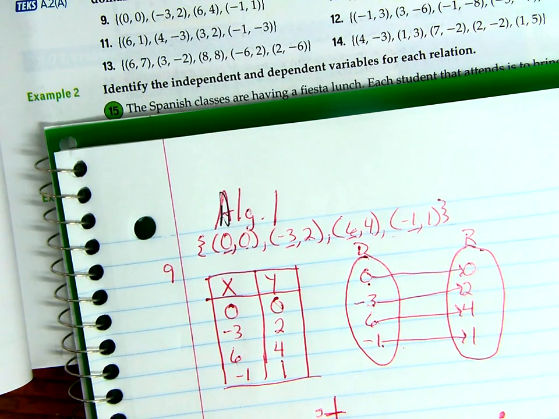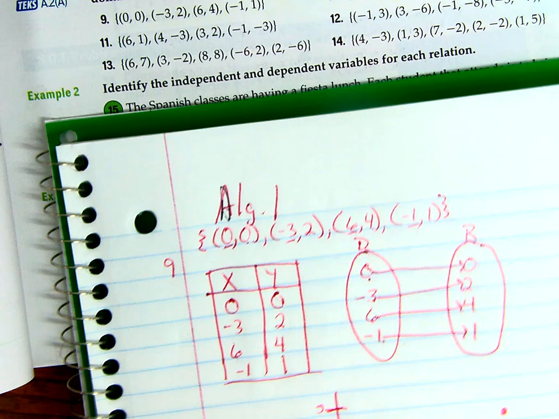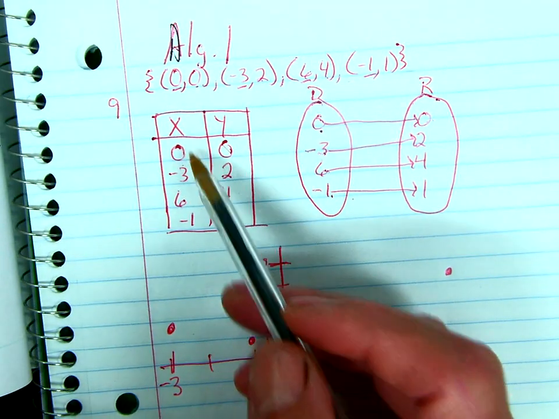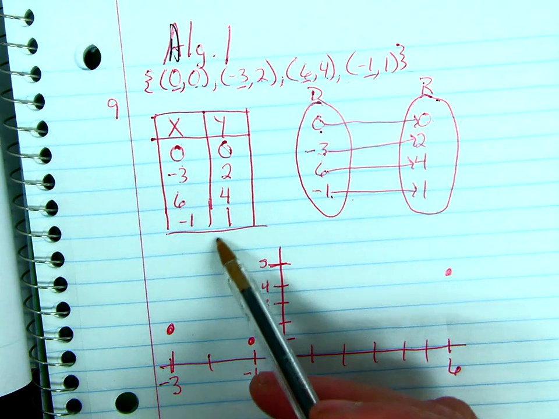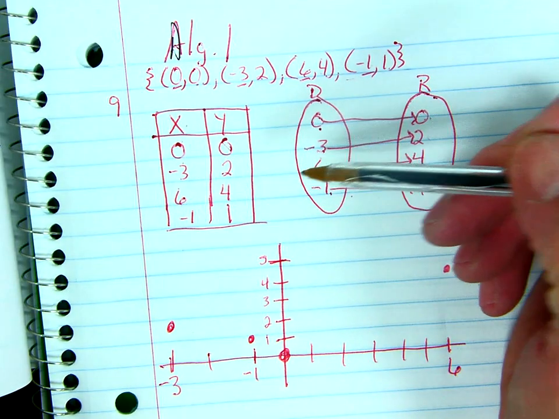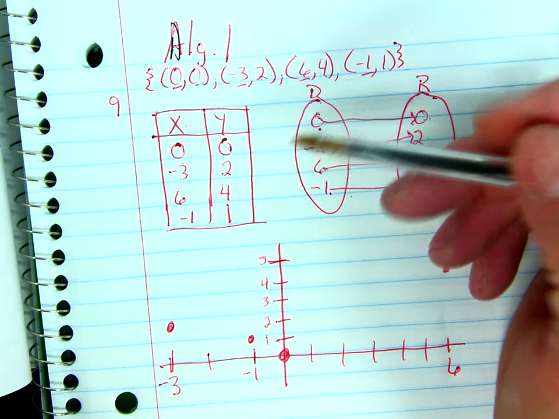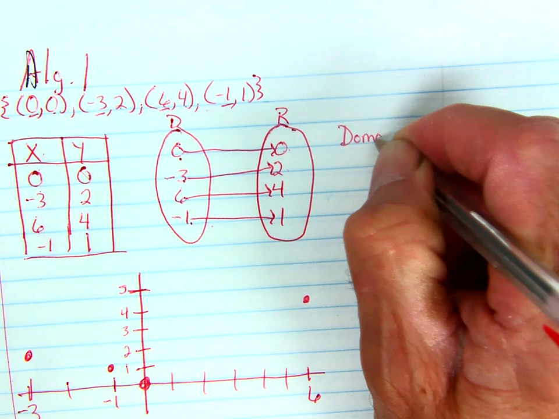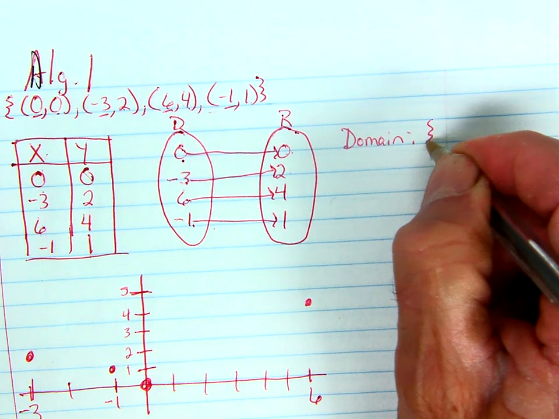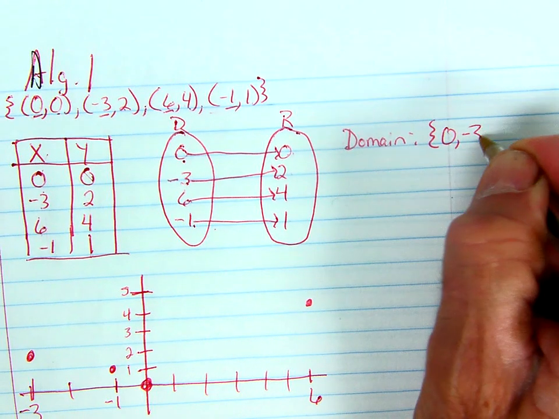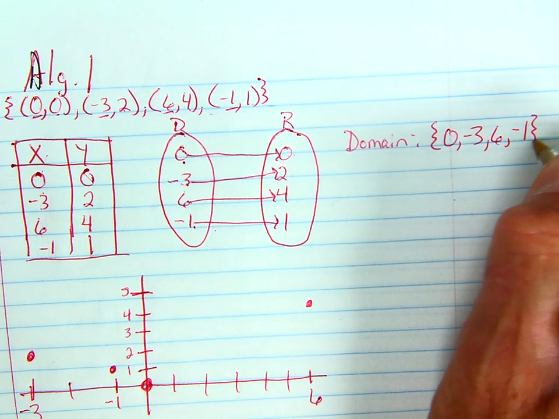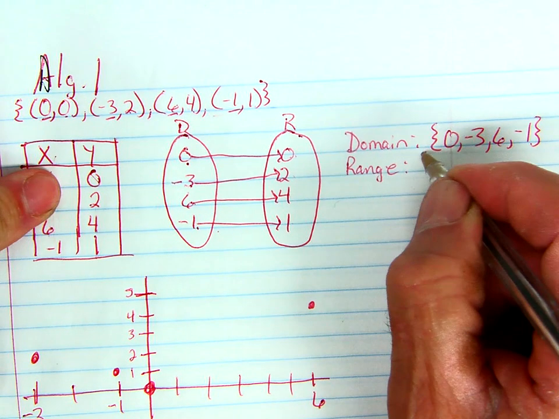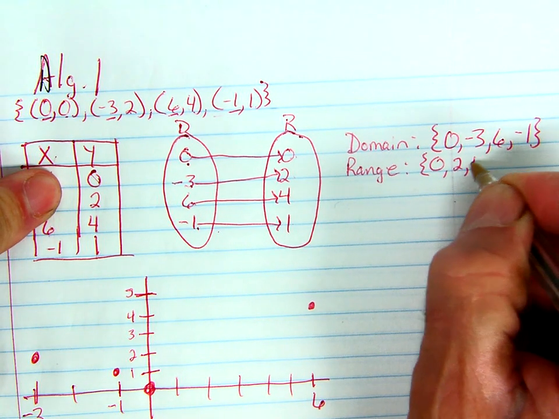So the last part of this says, determine the domain and range. If you have a table, then here's the domain and here's the range. Domain is all possible values for x. Range is all possible values for y. For this problem, the domain is 0, negative 3, 6, negative 1. The range, I just copy the y's. 0, 2, 4, 1.